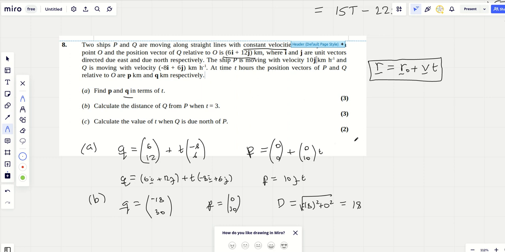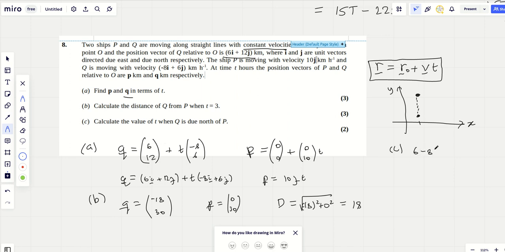Okay, part C. Calculate the value of t when Q is due north of P. Okay, so if an object is due north of another object in vector land, then they will have the same x coordinate. It's as simple as that. Look at that. Two objects, one's due north of the other one. They've got the same x coordinate because they'll lie on a line x equals. So we just want to make sure the x coordinates are the same.